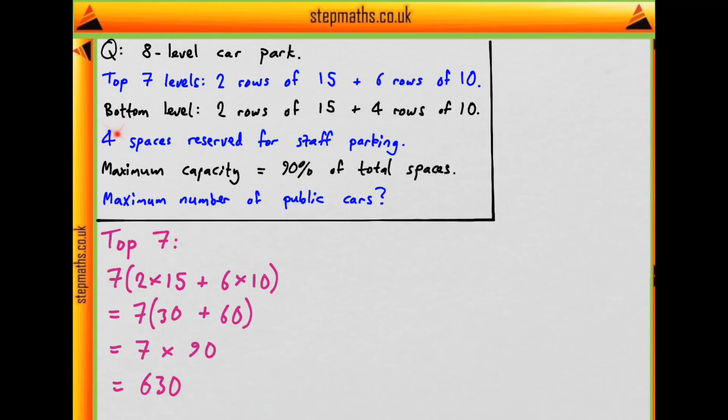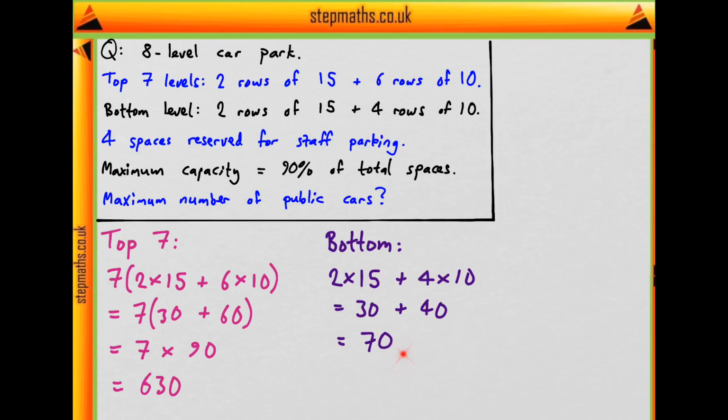So how many are on the bottom level? We have 2 rows of 15 again, and 4 rows of 10. 2 15s are 30, 4 10s are 40. So we have 30 plus 40, which is 70 spaces on the bottom level. So this is all of our spaces. So the total number is 630 plus 70, which is 700.